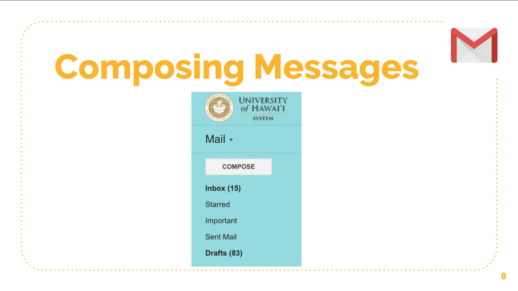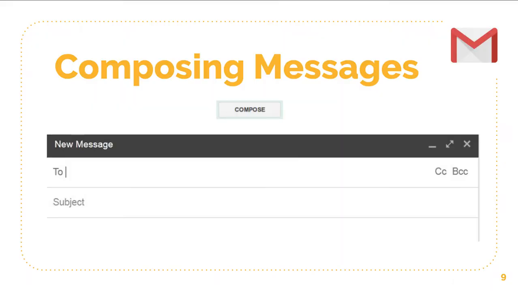Now that you're viewing your UH Gmail inbox, I would like to direct you to a couple different features in our UH Gmail account. The first is composing messages. You'll find a Compose button on the upper left-hand corner of your email box. Go ahead and click that Compose message. Once you click the Compose message, a new message text box will pop up on your screen. You're welcome to pause the video now and try that.